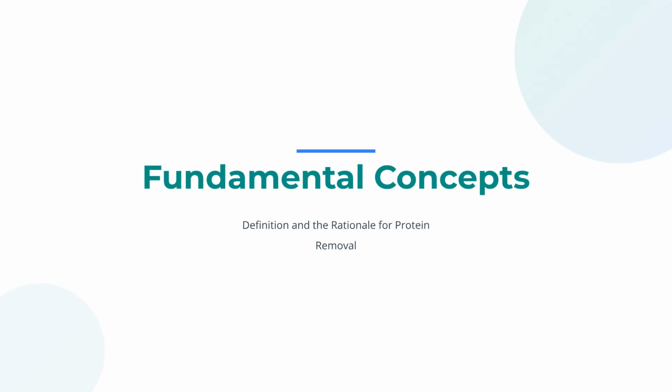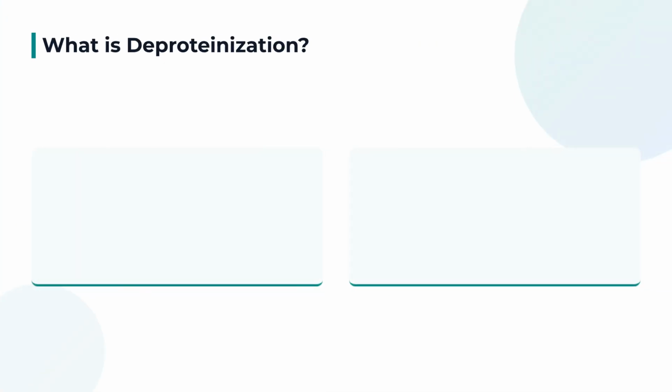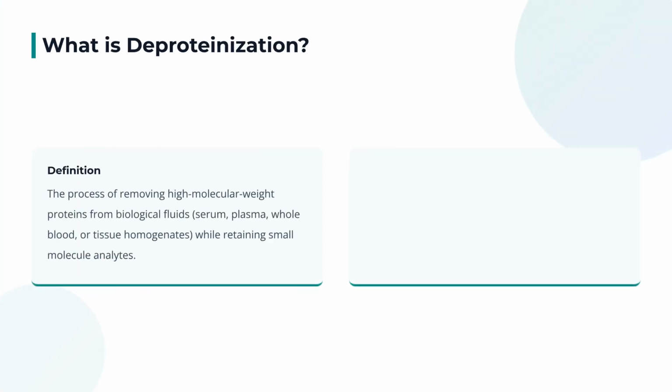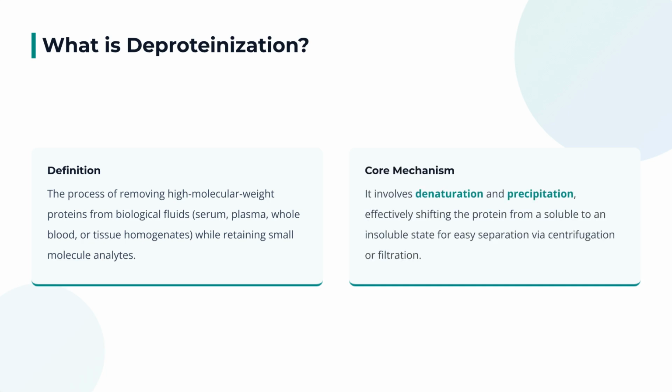We begin with the fundamental concepts, focusing on the definition of deproteinization and the rationale behind removing proteins from biological samples. Deproteinization is the process of removing high molecular weight proteins while retaining small molecule analytes. The core mechanism involves protein denaturation and precipitation, shifting the protein to an insoluble state for easy separation.